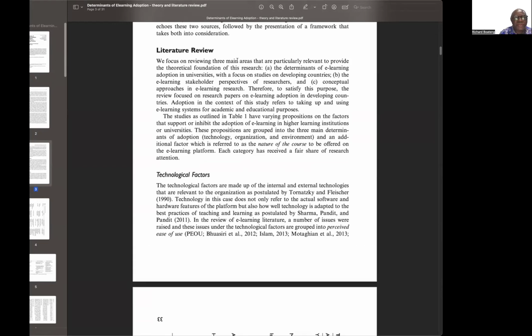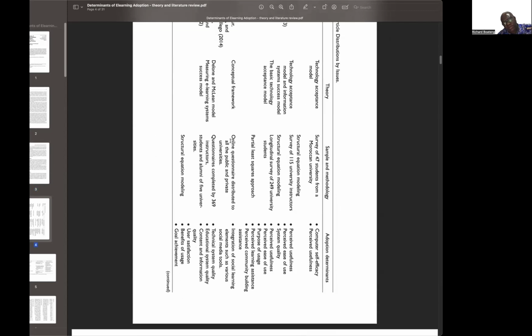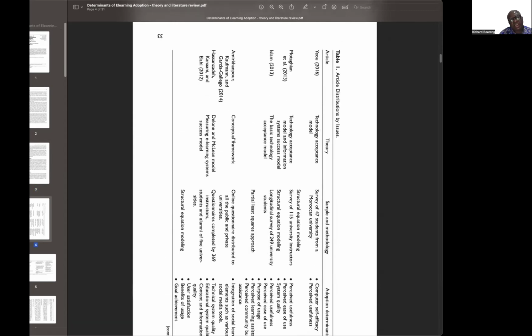We focus on reviewing three main areas that are particularly relevant to provide the theoretical foundation of this research: the determinants of e-learning adoption in universities with a focus on developing countries, the e-learning stakeholder perspective of researchers, and conceptual approaches to e-learning research. Therefore, to satisfy the purpose, the review focused on research papers on e-learning adoption in developing countries. So he goes on to say that he looked at the studies, different studies have been done, and he has summarized them here.